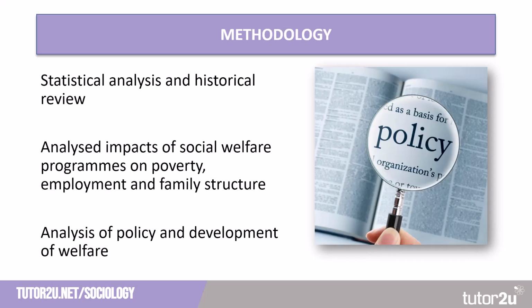Murray's methodology in Losing Ground involved a combination of statistical analysis and historical review. He examined data from the 1950s through to the early 1980s to evaluate the impact of social welfare programs on poverty, employment and family structure. Murray scrutinised various indicators such as employment rates, income levels and educational achievement to understand trends and draw conclusions about the effectiveness of government policies.